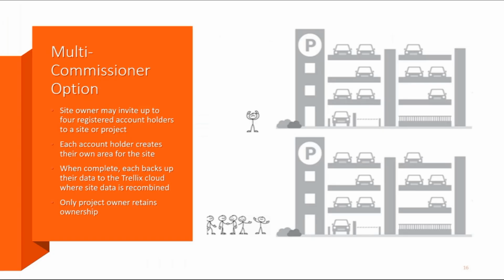Now, a neat added feature is our multi-commissioner option. A site owner may invite up to 4 registered account holders to a site or project. Each account owner will then create their own area for the site. When complete, each account holder will back up their data to the Trellix cloud, where the site is able to be recombined. Only the project owner retains ownership.